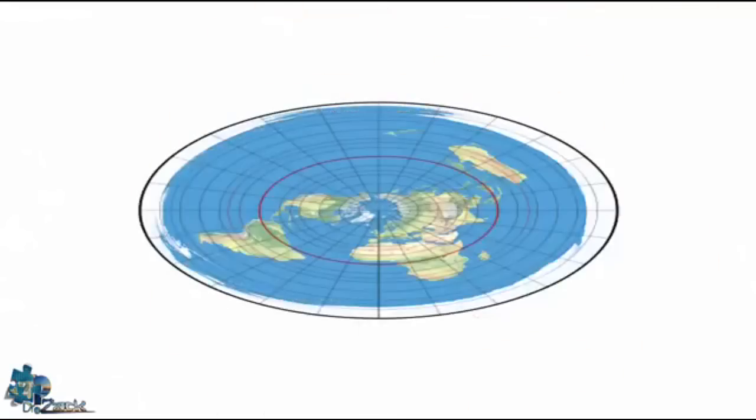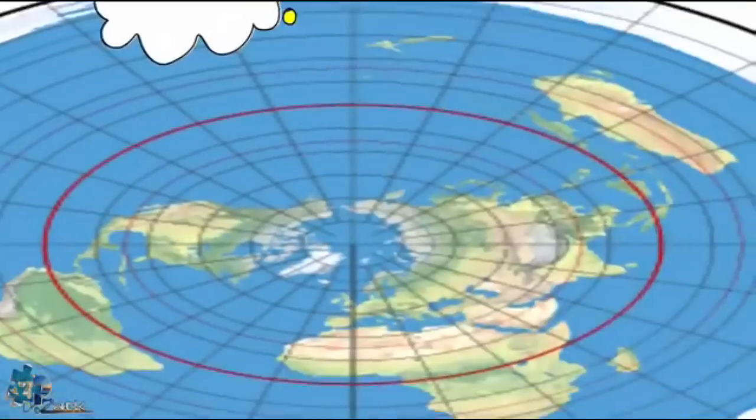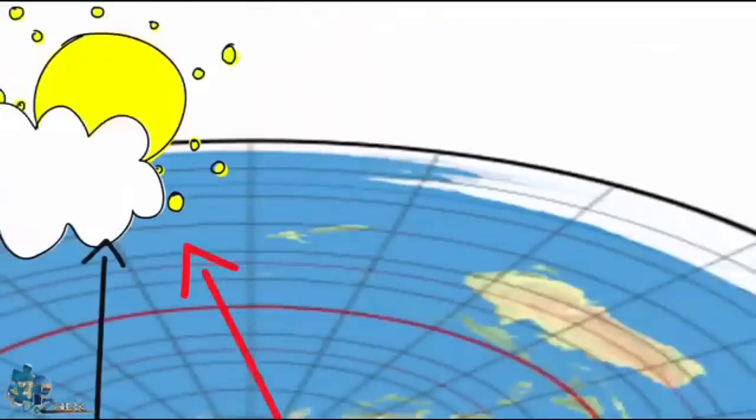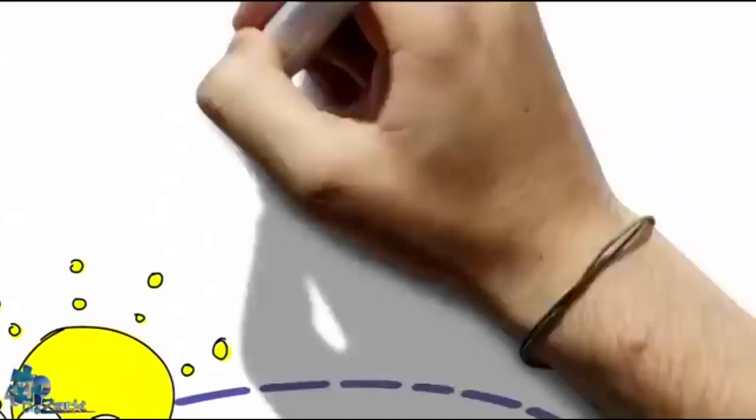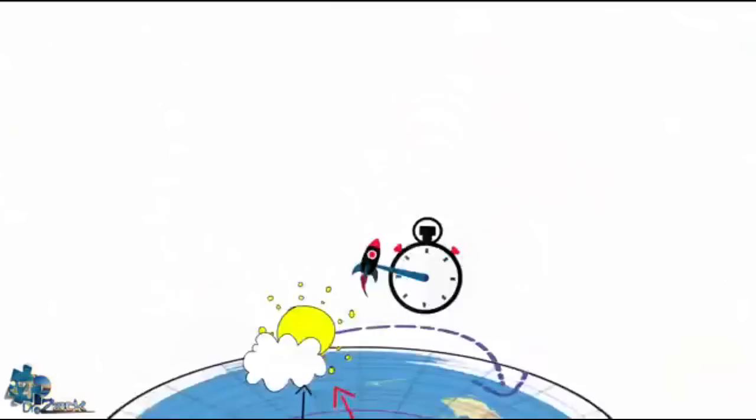So in this video, I'm going to show you a few things: how to locate the sun, how to measure the distance to the sun, how to draw the path of the sun, and how to measure the speed of the sun.